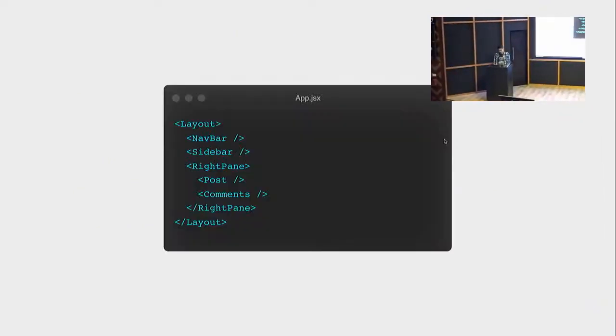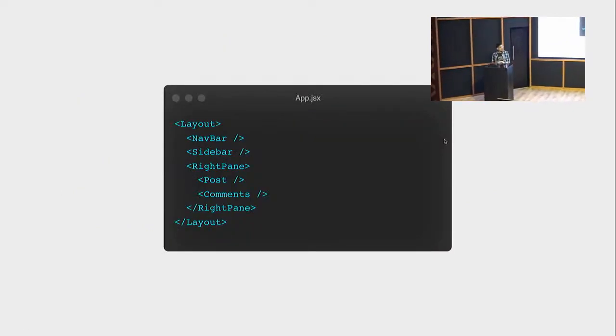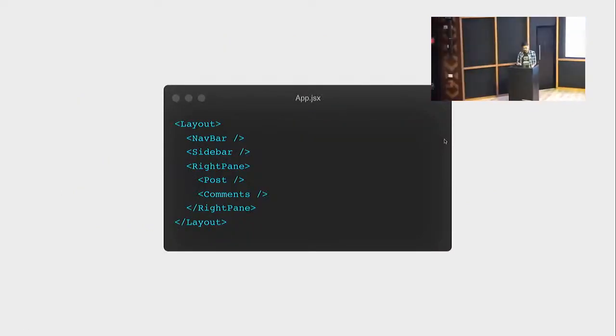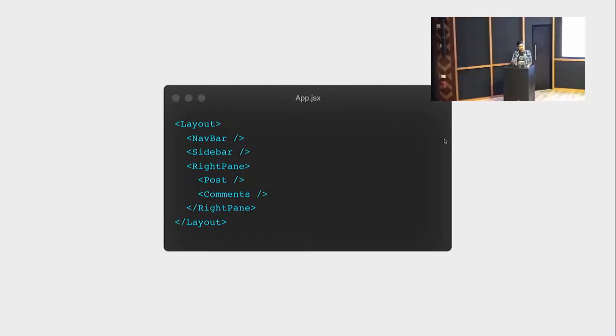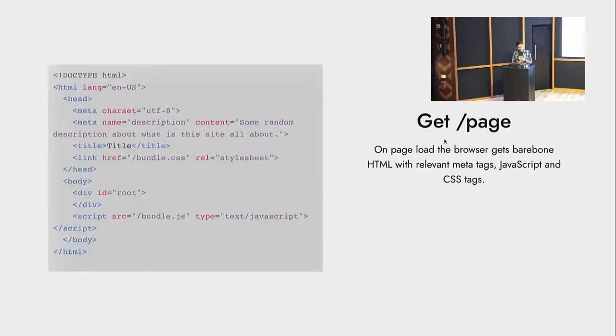Okay, so we'll look at an example. I've created an illustration of how it works. Consider this is our app. This is the app.jsx file, and we use ReactDOM.render to render it in the browser. On page load, the browser just gets a simple index.html, and it has nothing. It has the div root element which React uses to render the DOM, and it has all the meta tags, or your CSS and JavaScript, etc.